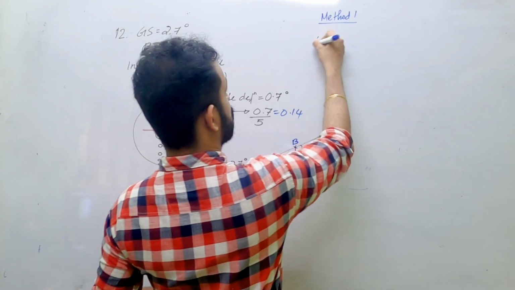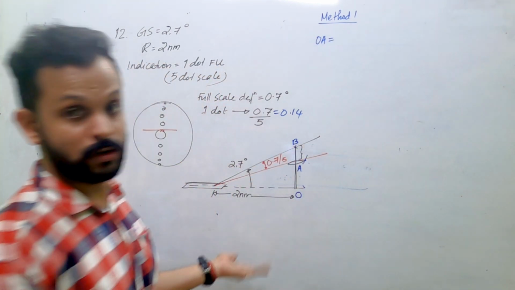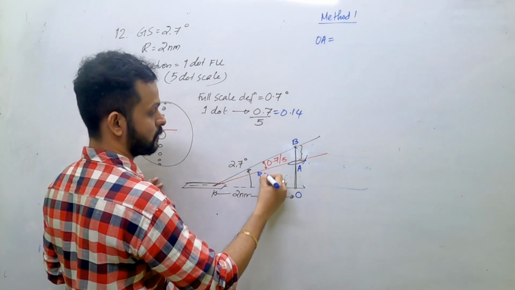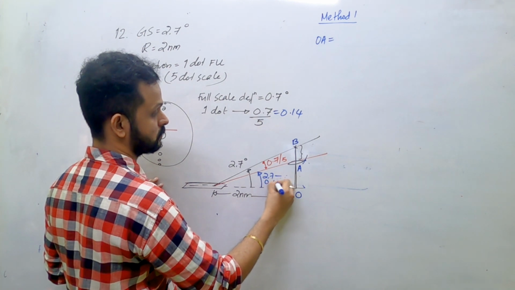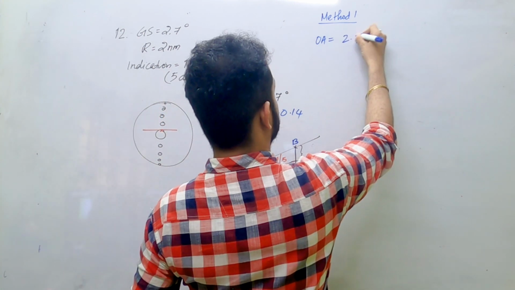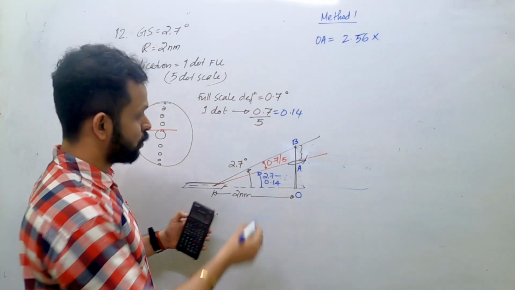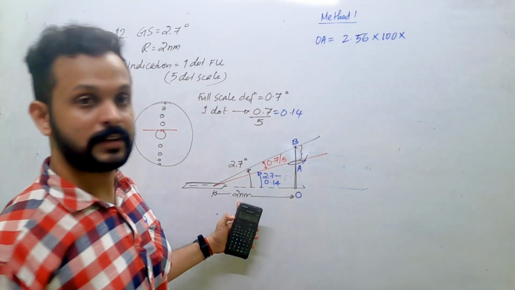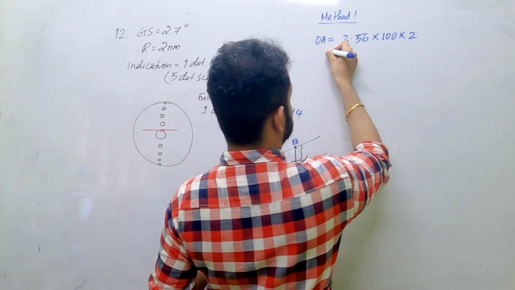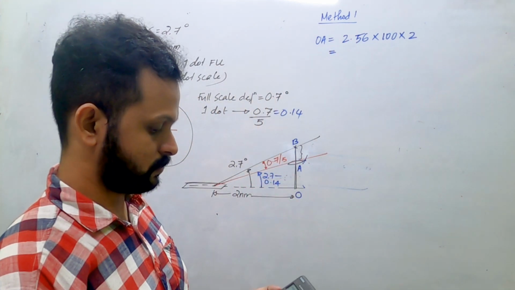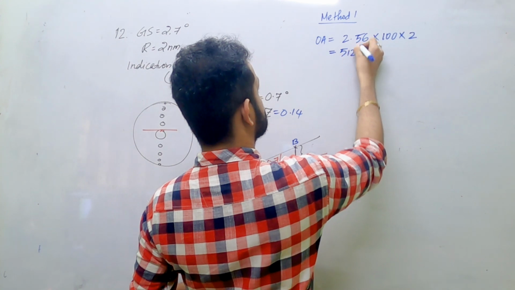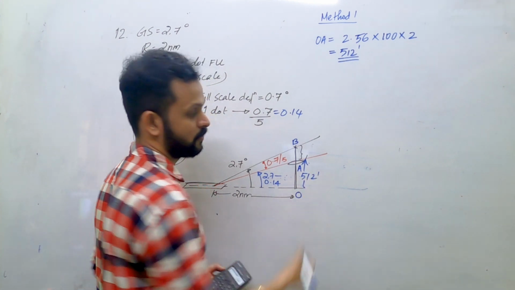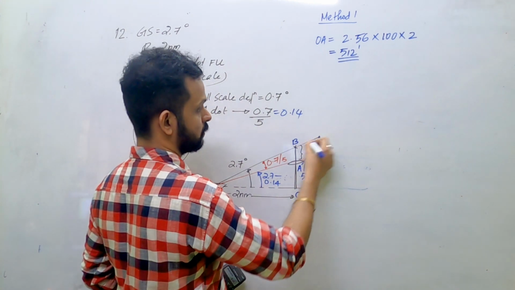Let's find that. So what is OA here? It's the height on the glide slope. What is this angle? This is basically 2.7 minus 0.14. So your current glide slope is 2.56. You multiply that with 100, and then with the range, which is 2. That gives 512 feet. So this height is 512 feet.